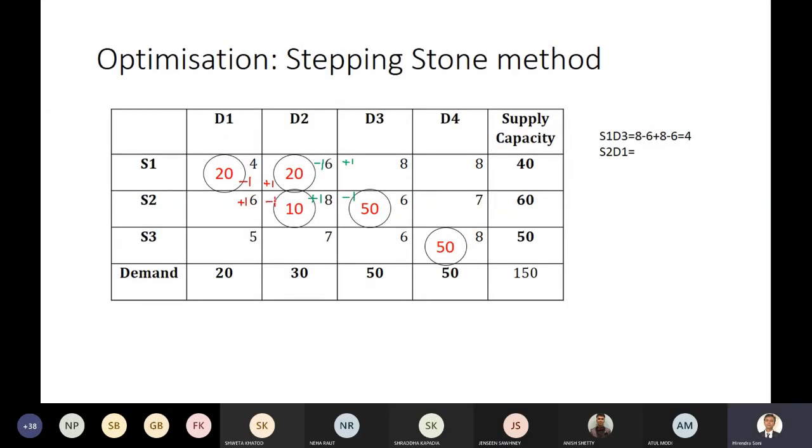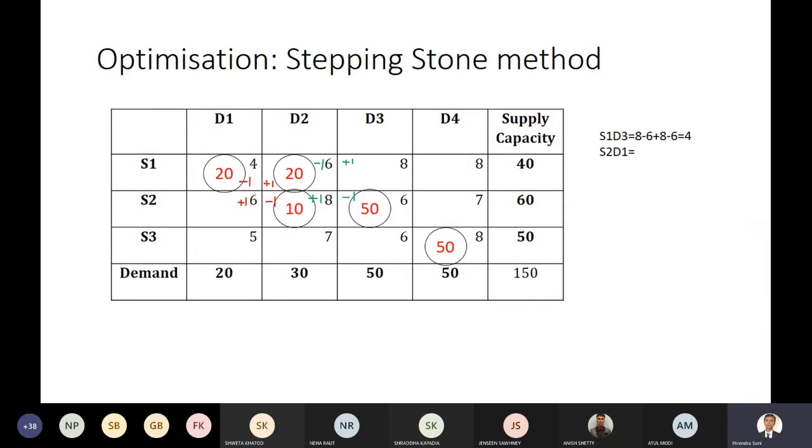So what has happened now? My demand is also managed. At the same time, look at the supply also. When I had added 1 here, this becomes 61. When I have subtracted 1 from here, this becomes 60. So it is balanced. Now in this particular loop, we call it loop formation. So in this particular loop, for S2 D1, what is my net effect? Plus 6 minus 4, here we are adding, so plus 6 minus 8. Correct?